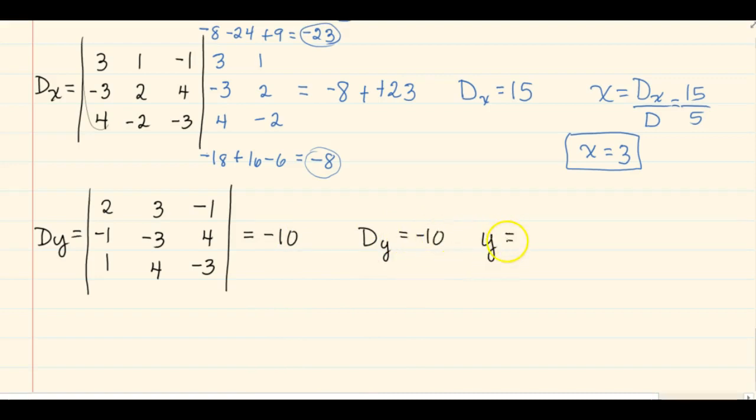If you want to know what y is, you take dy and divide it by d. So we're going to get negative 10, and we're going to divide it by 5, and we're going to find that y is equal to negative 2.